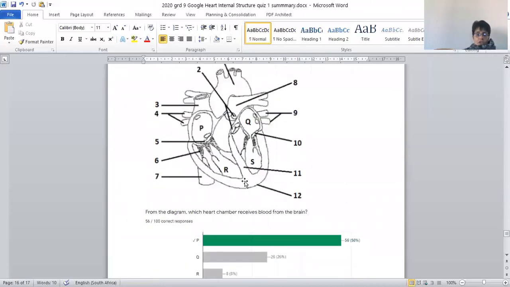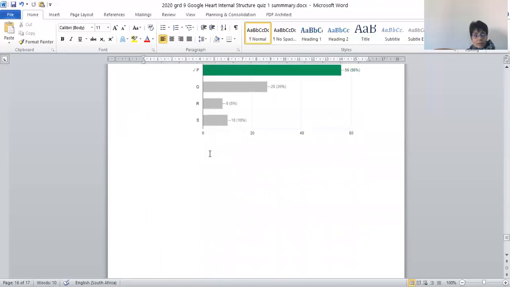All right, next one. From the diagram, which heart chamber receives blood from the brain? Upper part of your body. So it must be number 3. Oh, hang on. Which chamber? Okay, so it is the right atrium, and it would be through the superior vena cava. Come on, guys, let's get this one right.